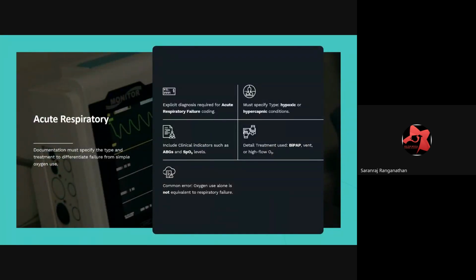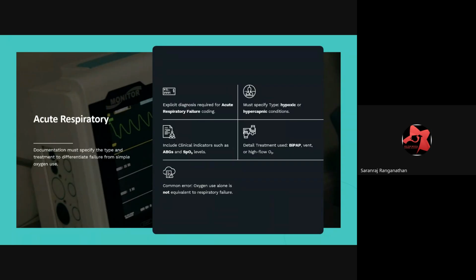Then acute respiratory. Here, mostly you see whether it's hypoxic or hypercapnic. Hypoxic means less oxygen, hypercapnic means more carbon dioxide. Accumulation of more carbon dioxide is also a problem, and less oxygen is also a problem. So that needs to be very clearly documented.